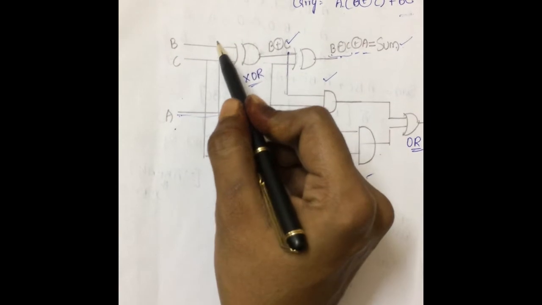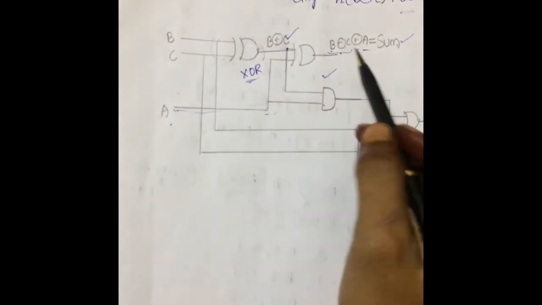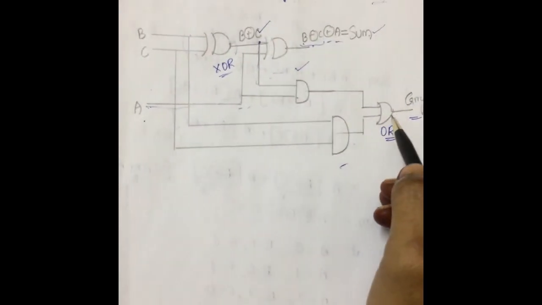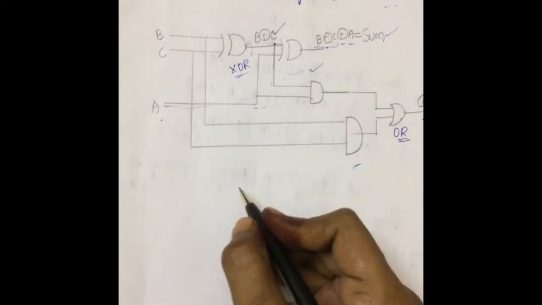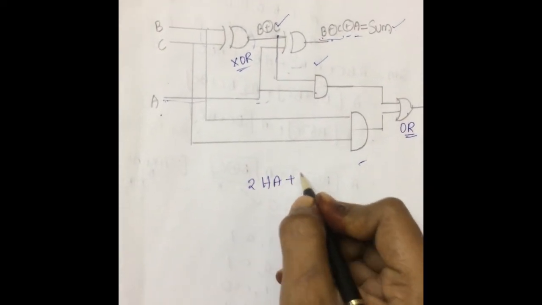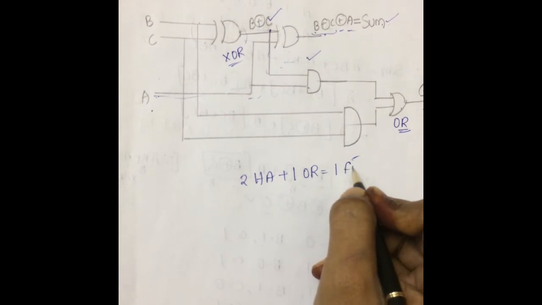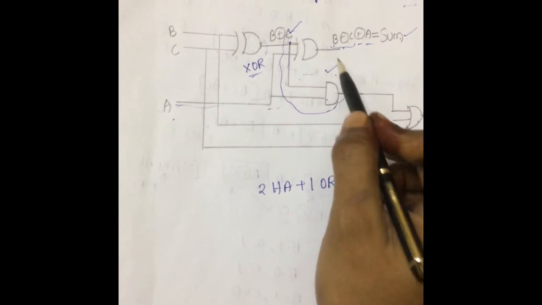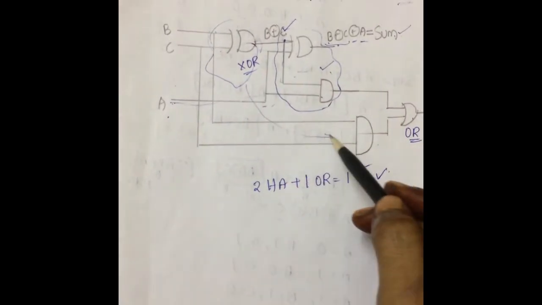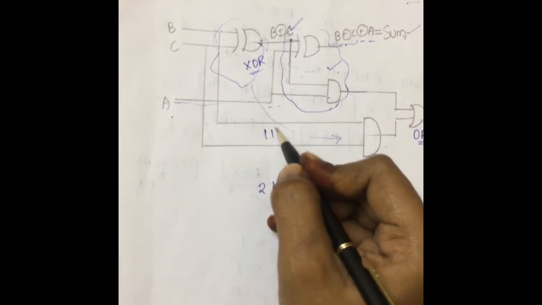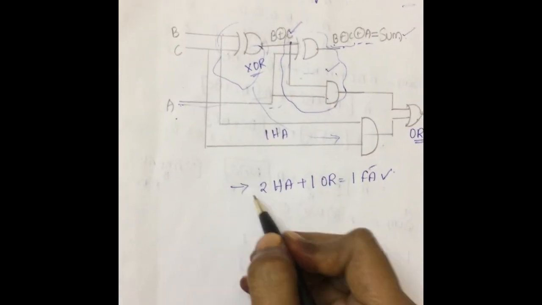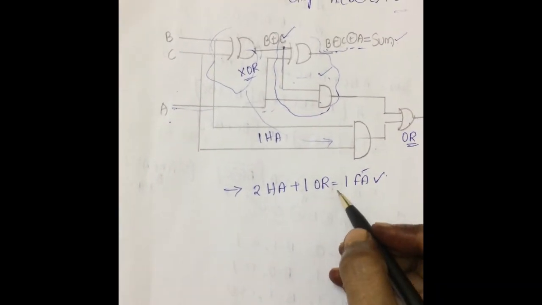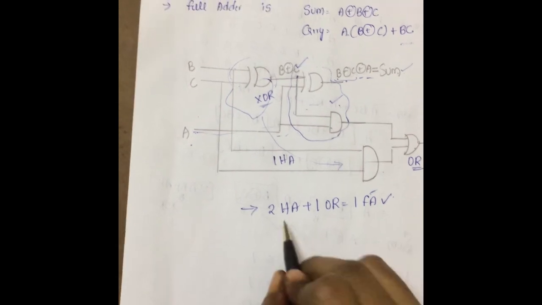I can say this is the half adder sum expression and this is a half adder. So by using 2 half adders and 1 OR gate, we can construct 1 full adder. This is 1 half adder, and the combination along with this is 1 more half adder. This is an important multiple choice question in GATE terminology or any competitive exam. So this is about the full adder.